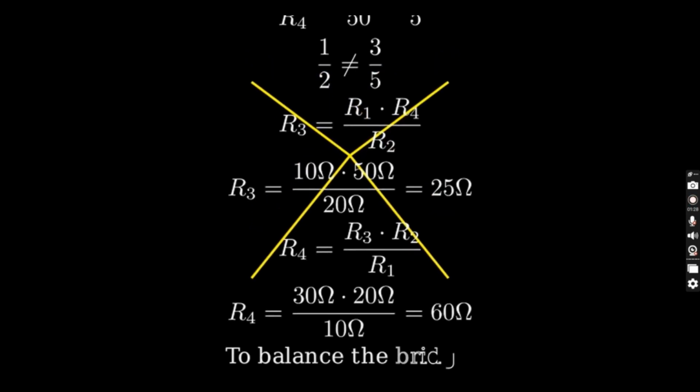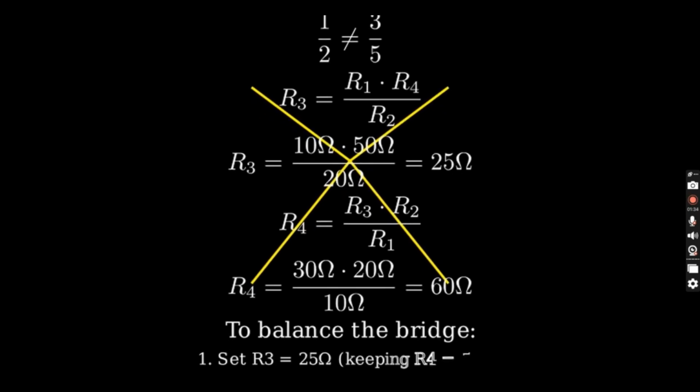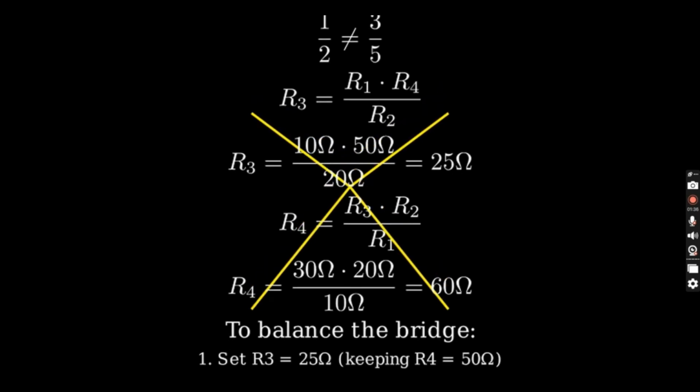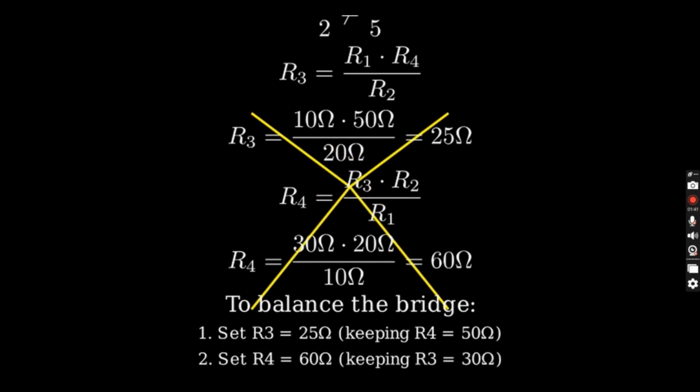So to summarize, our bridge is not balanced in its current state. To balance it, we can either adjust R3 to 25 ohms while keeping R4 at 50 ohms, or adjust R4 to 60 ohms while keeping R3 at 30 ohms. Either adjustment will make the bridge balanced.